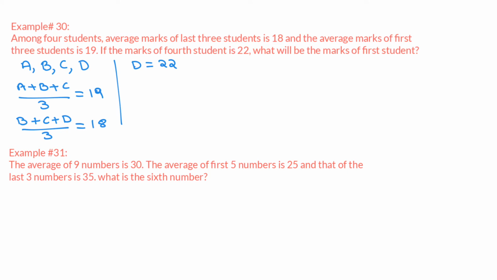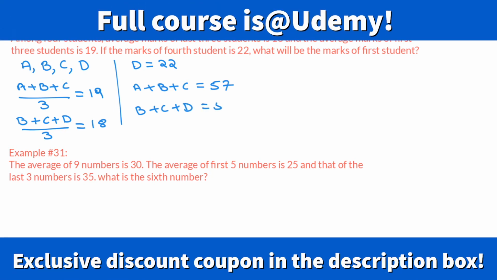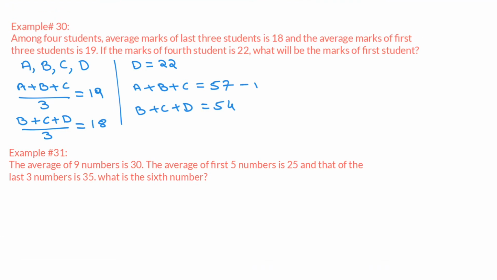From this expression, we can write A plus B plus C would be equal to 19 times 3, 57, and B plus C plus D would be equal to 18 times 3, which is 54. Consider this as expression 1 and this as 2.